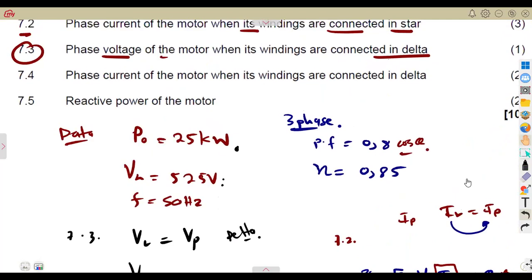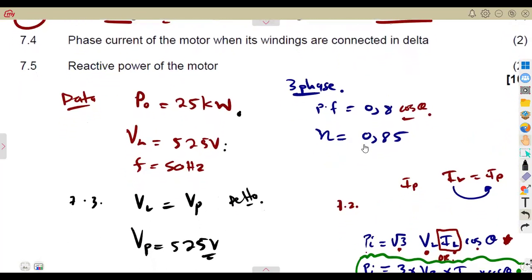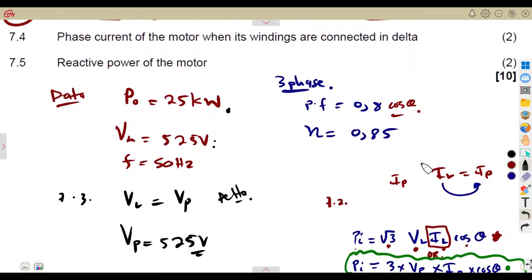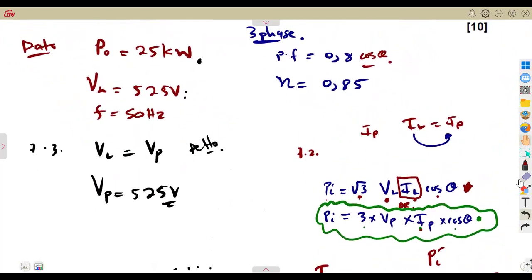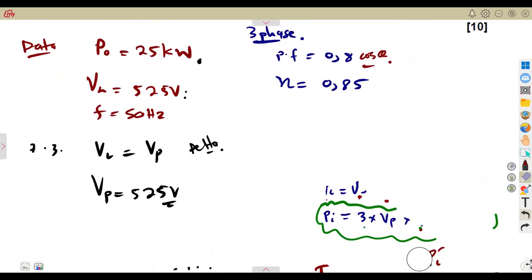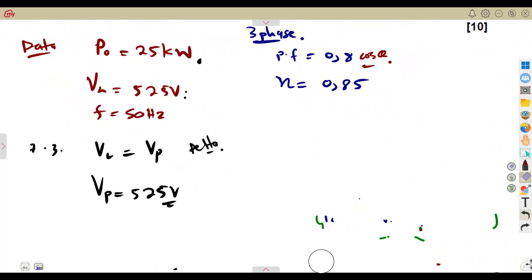All right, then the other part, 7.4, was to calculate the phase current of the motor when its windings are connected in a delta. If you consider, we already have the line current from the power that we calculated before. So it is simply going to be a continuation from the line current that you calculated before. That is why you see it just has 2 marks.